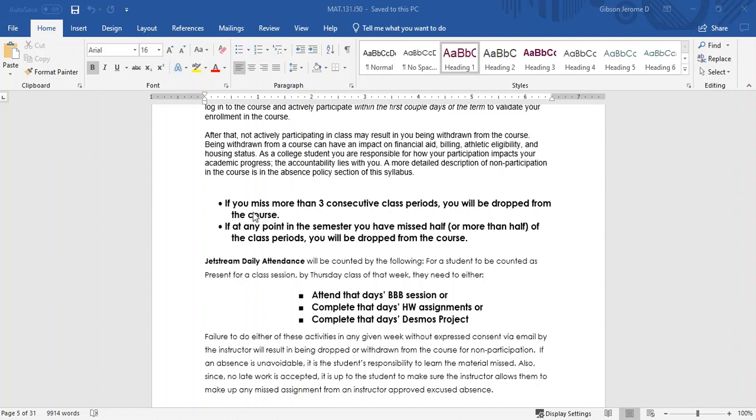Now up here it tells you if you miss more than 3 consecutive class periods, you will be dropped from the course. Now this course needs a lot of interaction. So you could do one of these 3 within every week. As long as it's not 3 consecutive class periods missed, you will be counted here for the week if you do this.